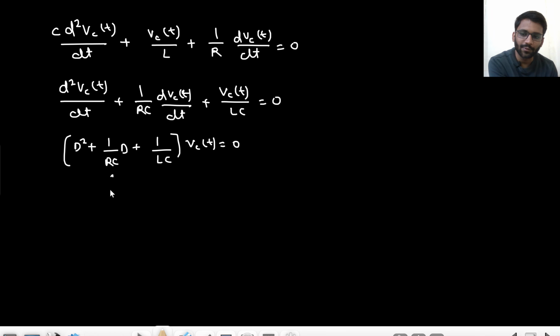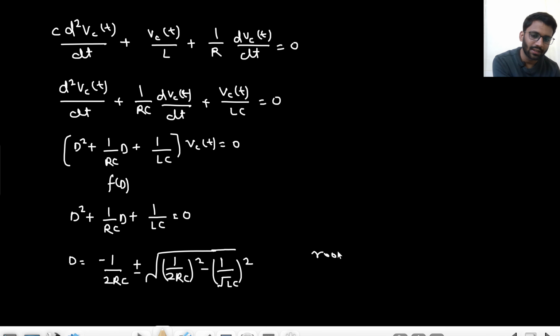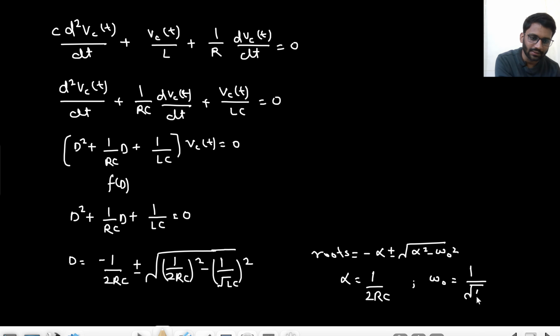So what will be the roots of the equation? Put F of D equal to 0. You can find the roots. The value of D will be minus 1 by 2RC plus or minus root of (1 by 2RC) whole squared minus 1 by LC. You can solve it on your own; I just remember it, that's why I am writing it. So basically the roots are minus alpha plus or minus root of alpha squared minus omega naught squared, where alpha is 1 by 2RC and omega naught is 1 by root LC. Nothing has changed except alpha.